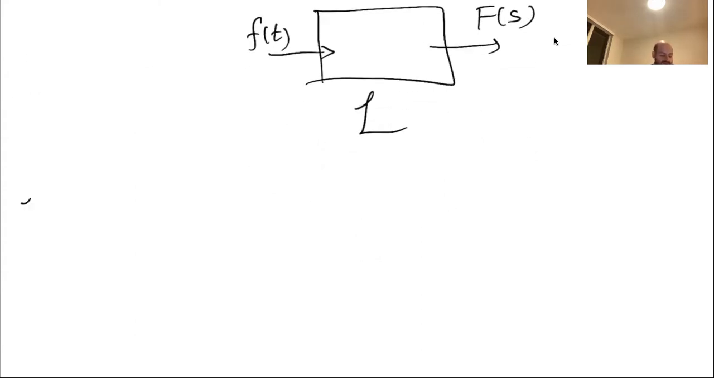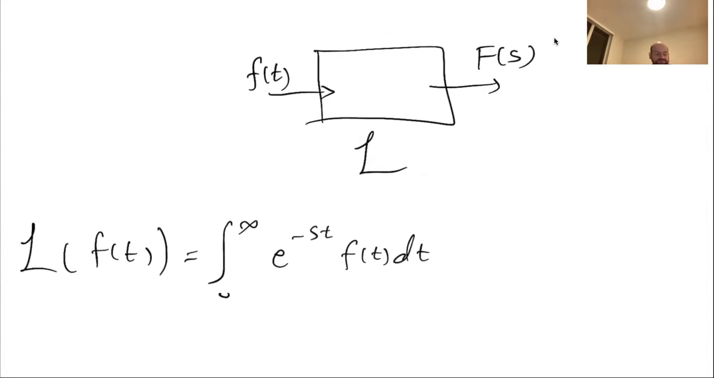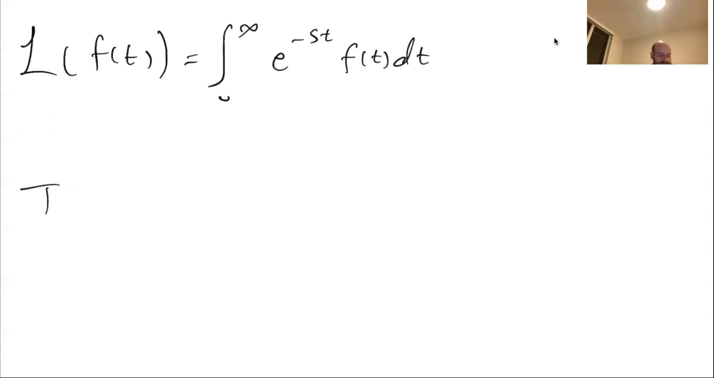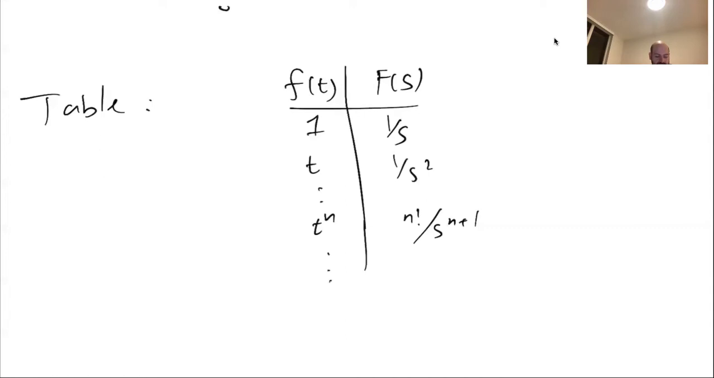And we saw that the formula for the Laplace transform of a function is the integral from 0 to infinity of e to the power minus st times f of t dt. So this will be a function of s, as we explained above. And then we saw a table for the Laplace transform of some functions. For example, the Laplace transform of 1, the constant function 1, is 1 over s. The transform of t is 1 over s squared. The transform of t to the power n is n factorial over s to the power n plus 1. And so on. We completed the table.